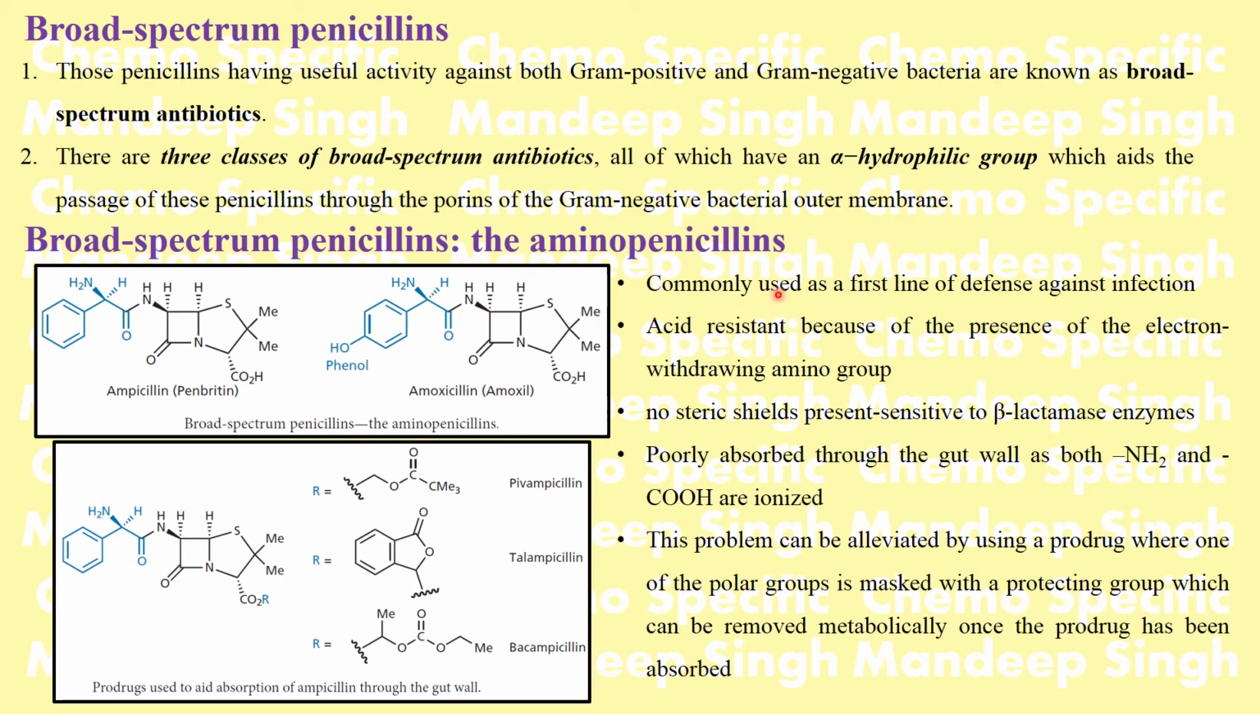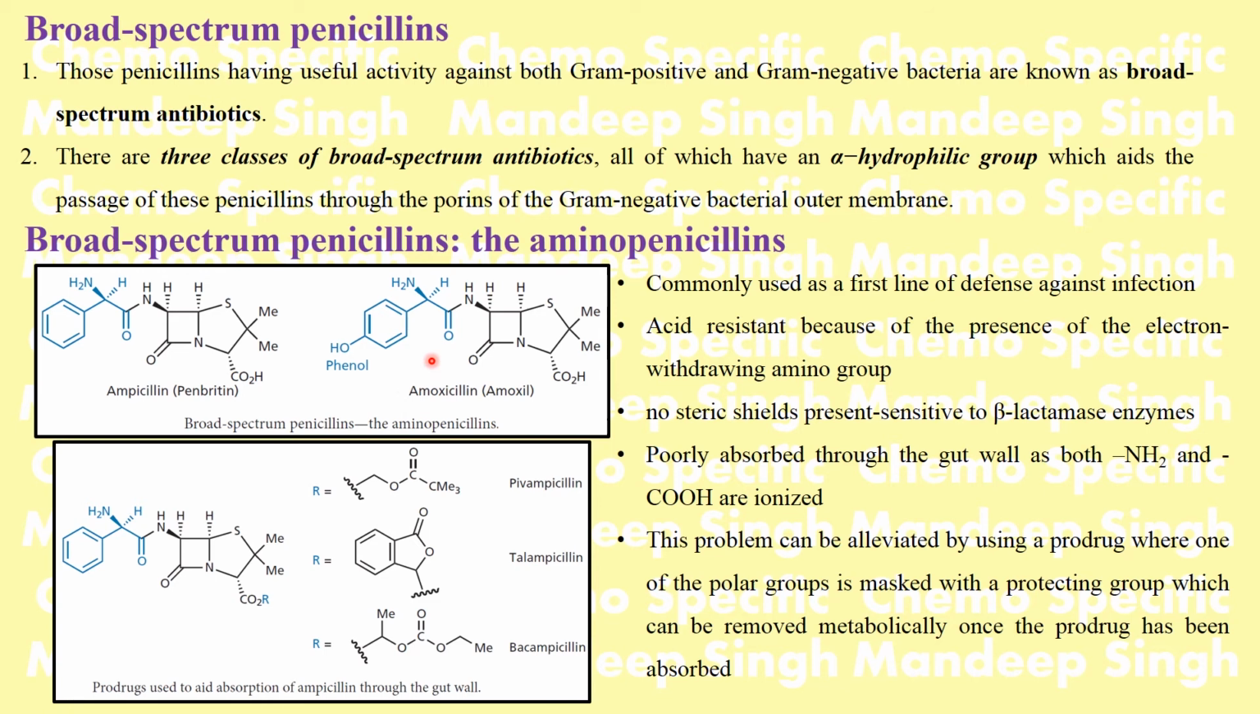So the first broad spectrum penicillin that we are going to talk about is the aminopenicillin. This is usually the first line of defense. You must have seen, if you go to the doctor, they will either give you ampicillin or amoxicillin. The difference is on the alpha position: here you have an amine and a phenyl ring, and here an amine and a phenol ring. These are the two drugs that you will find, and these are acid resistant. Why? Because they have an electron withdrawing amino group. Nitrogen is electron withdrawing in nature. It is withdrawing the electron density, as a result of which these are also acid resistant antibiotics.